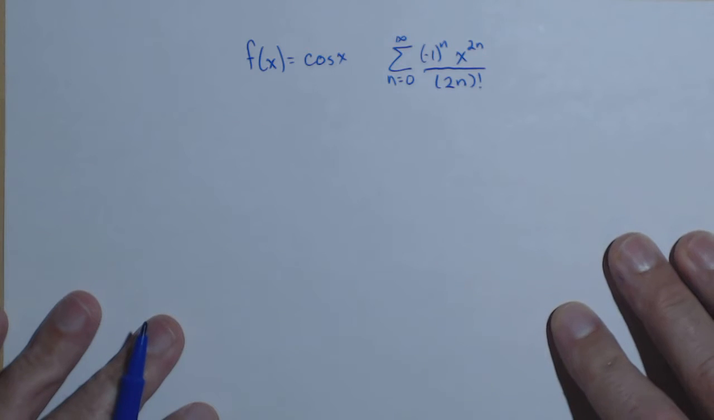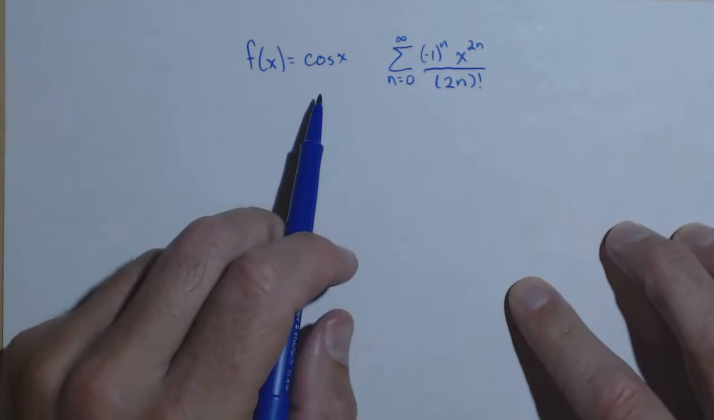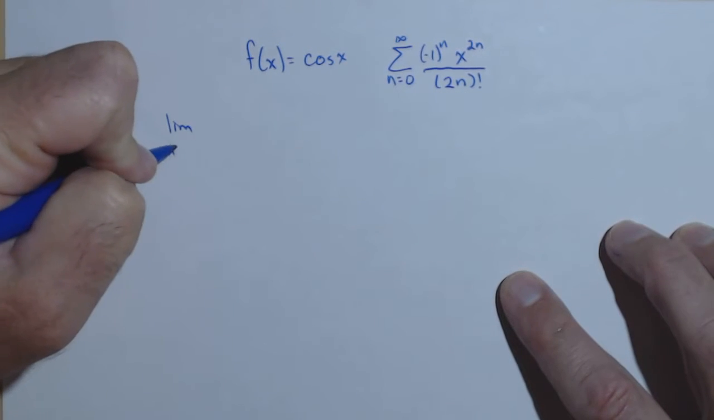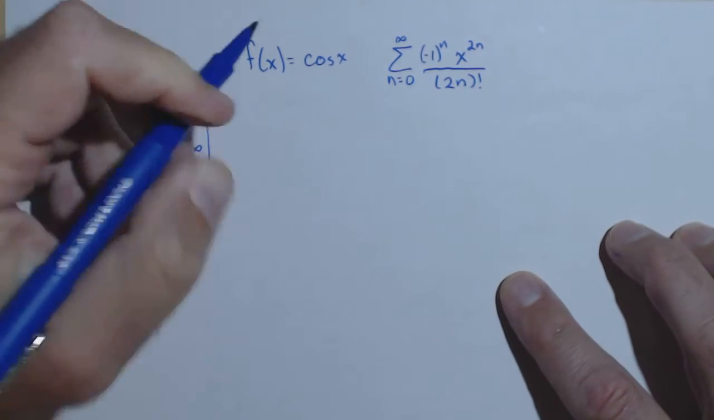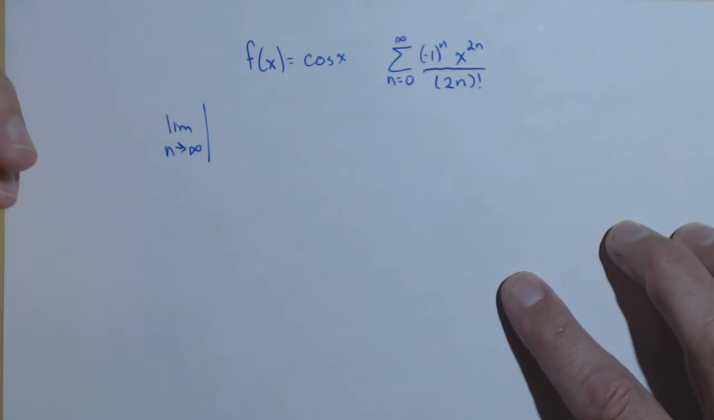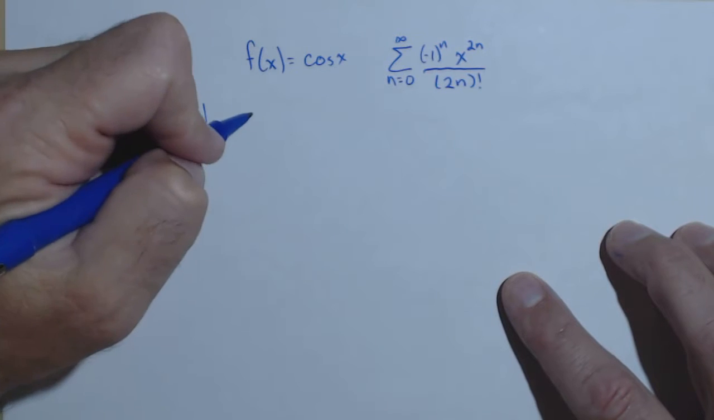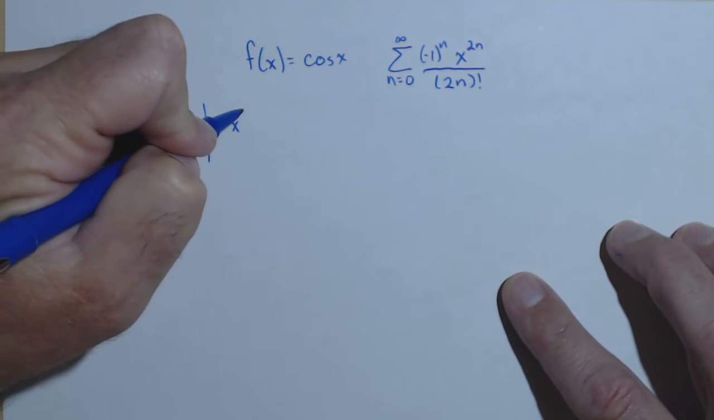In this video, we're going to use the ratio test to find the interval of convergence for cosine of x. So for the ratio test, we take the limit as n goes to infinity of the absolute value of a sub n plus 1 over a sub n, which a lot of times just ends up being a sub n plus 1. So here's something you have to be careful about.